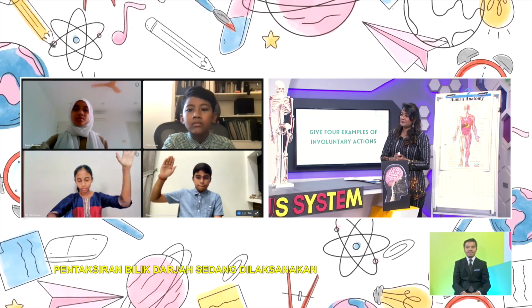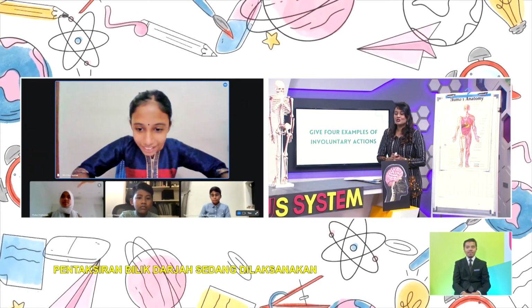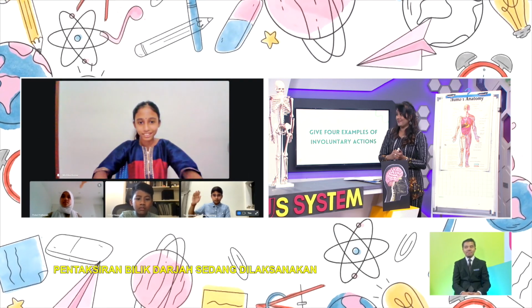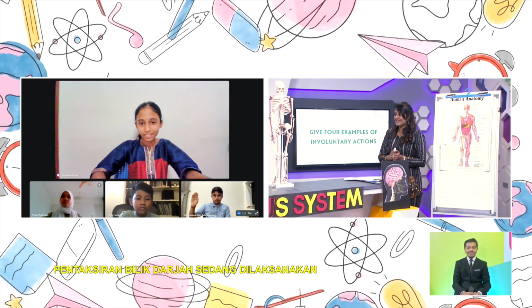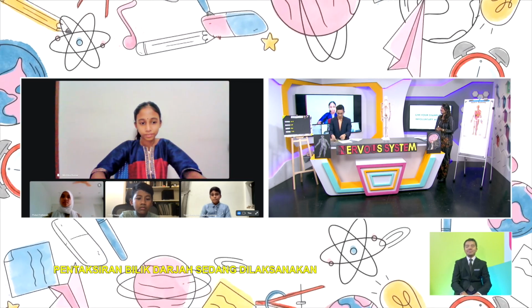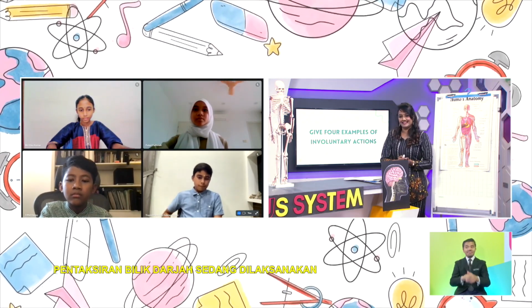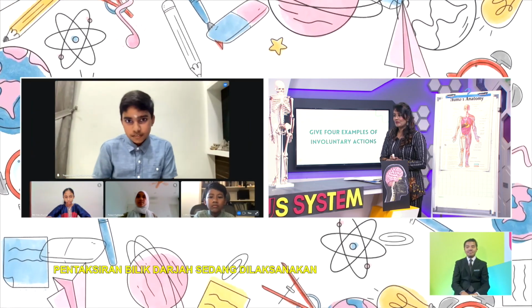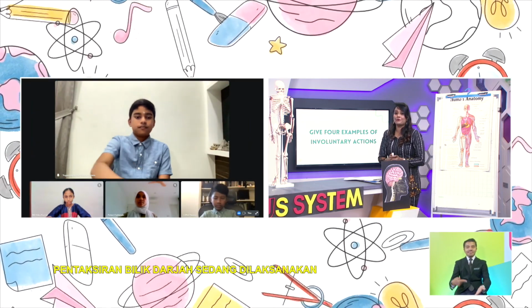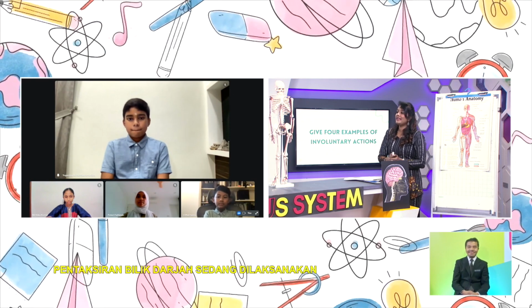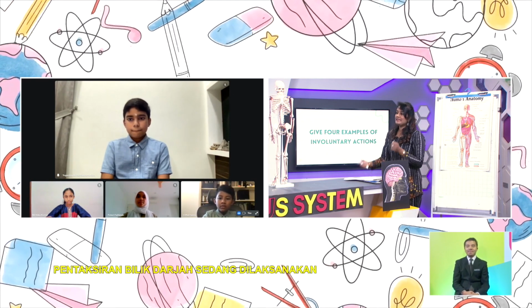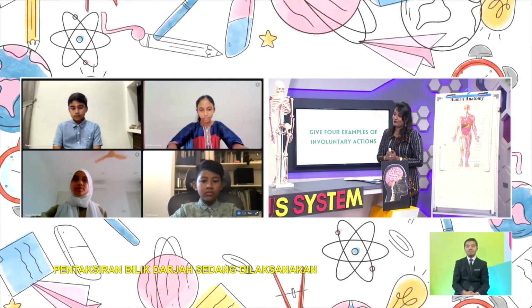Okay, next. Yes, Mitika. Sweating. Can you control sweat? You can't, right? You can't control it. So it's an involuntary action. Nice one. Well done. Okay, one more. Who is that? Yoga. Yes. Digestion. Yep. Very good, Yoga. Okay, that's the correct answer. These are the 4 examples of involuntary actions.